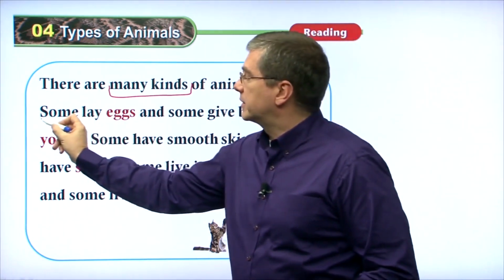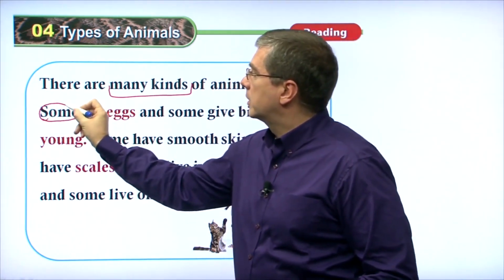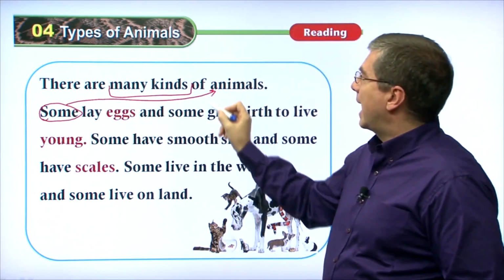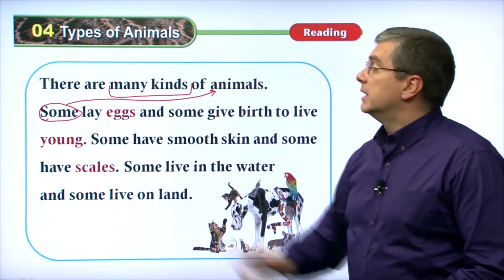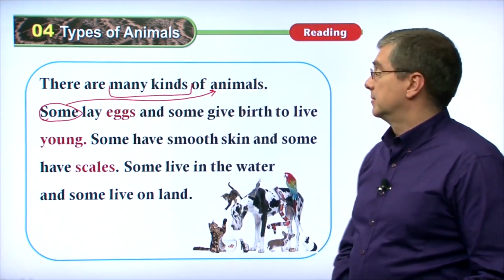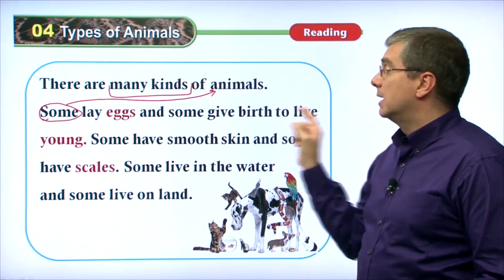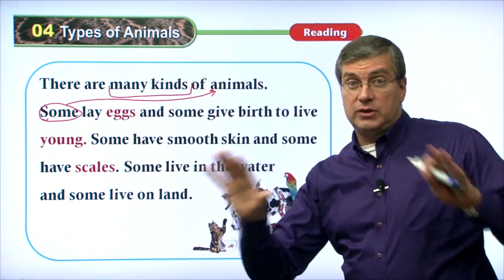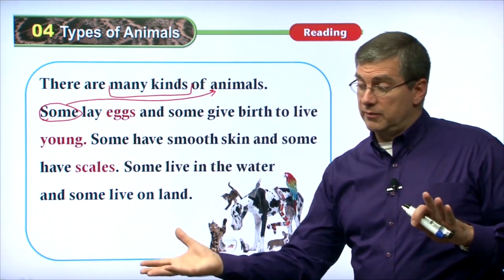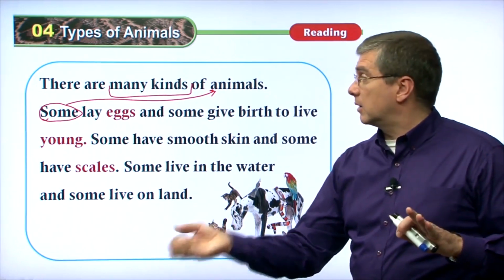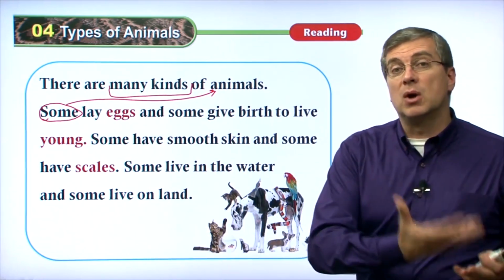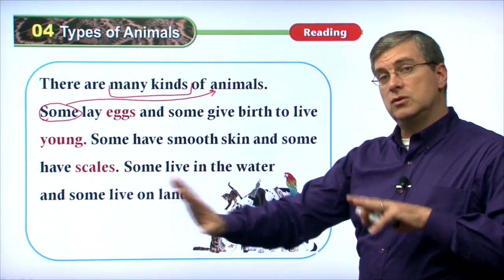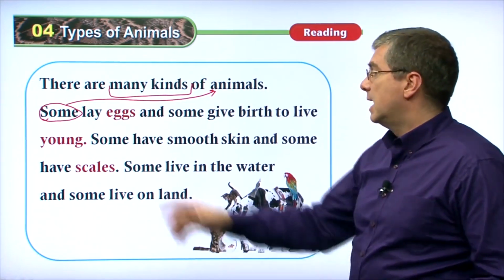Some. When we talk about some, what are we talking about? We're talking, of course, about animals. Some animals lay eggs, and some give birth to live young. So we have the two opposites here, right? Some lay eggs, some give birth to live young. The two main differences.